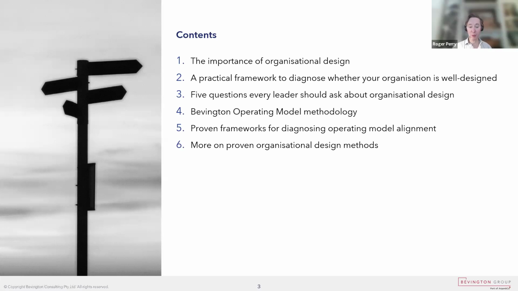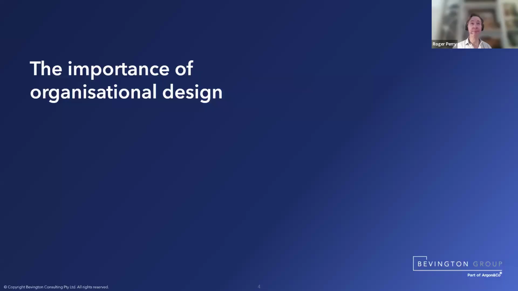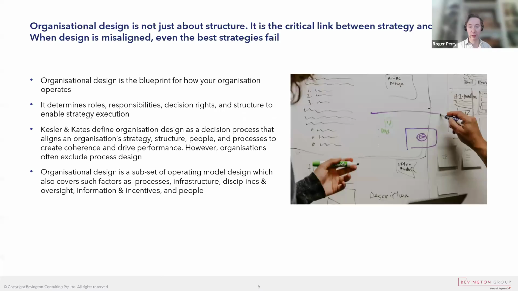Okay, so importance of org design, let's get stuck straight in. Kesler and Kates, and Kates in particular, is one of the leading lights in the modern org design space, but they describe org design as basically aligning the organization's strategy, structure, people, and processes. Now, actually, today, a lot of people leave processes off the list. So it's often strategy aligning with structure and people.